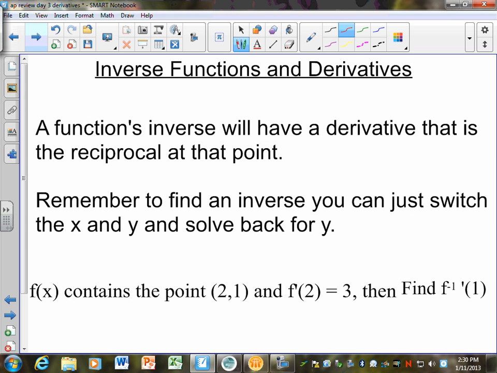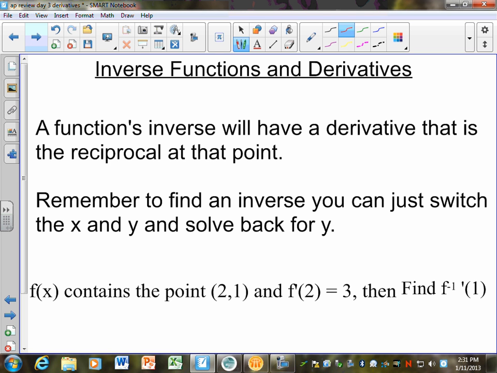Inverse functions and derivatives. This is definitely a topic that shows up. Is it going to be a huge part of the AP test? No. But it could be a question or two on the multiple choice, and they're pretty easy to do if you just know the rule. If a function has an inverse, then the derivative will always be the reciprocal at whatever the point is that's the inverse point on the function.